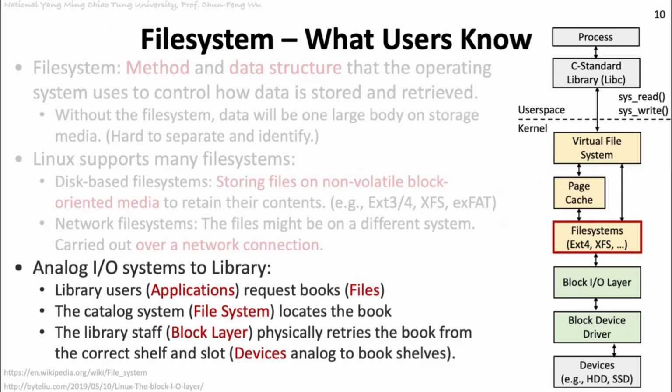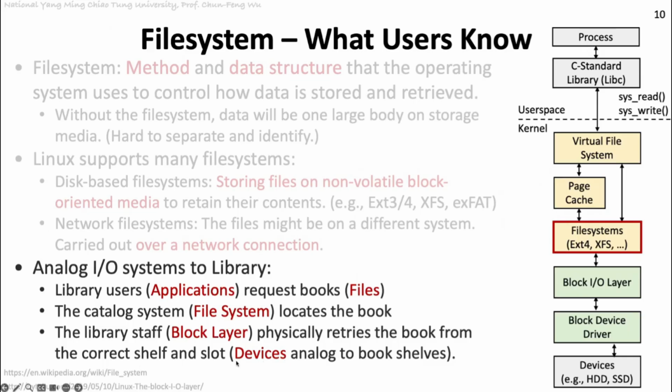As we mentioned, the file system will send a BIO structure to the block layer. After getting the BIO, the block layer can locate where the data is, in which kind of disk, and the block layer will send it to the device driver. The device driver here is more like the way to get the data, and the device is more like the correct shelf and slot.